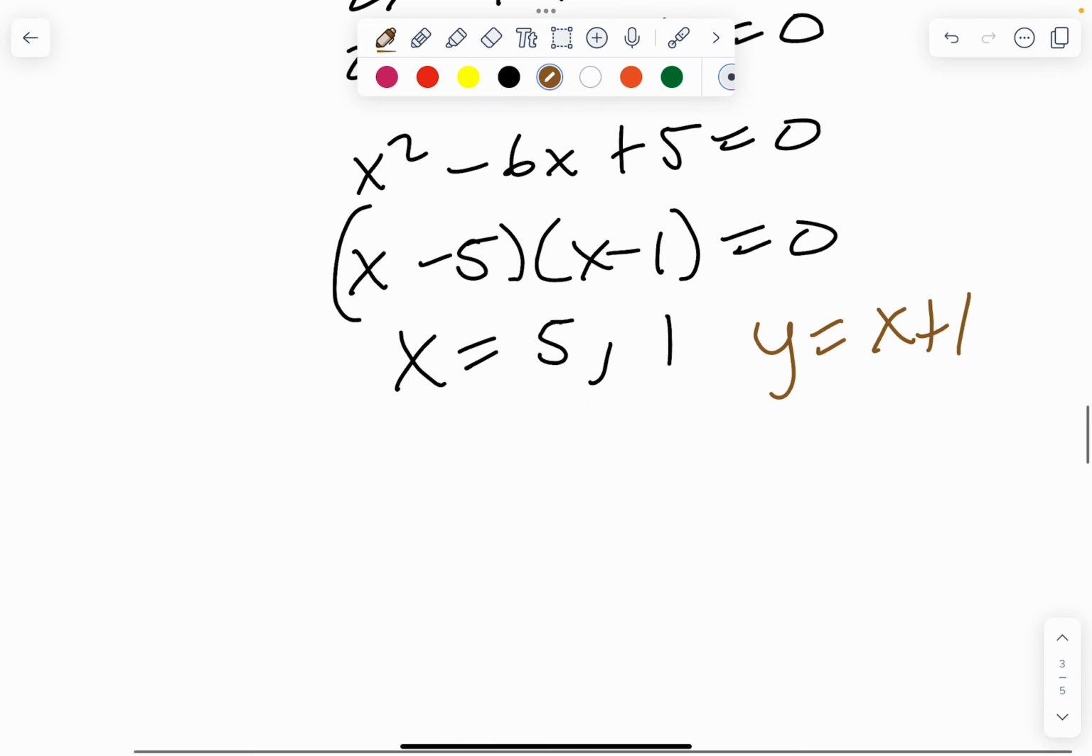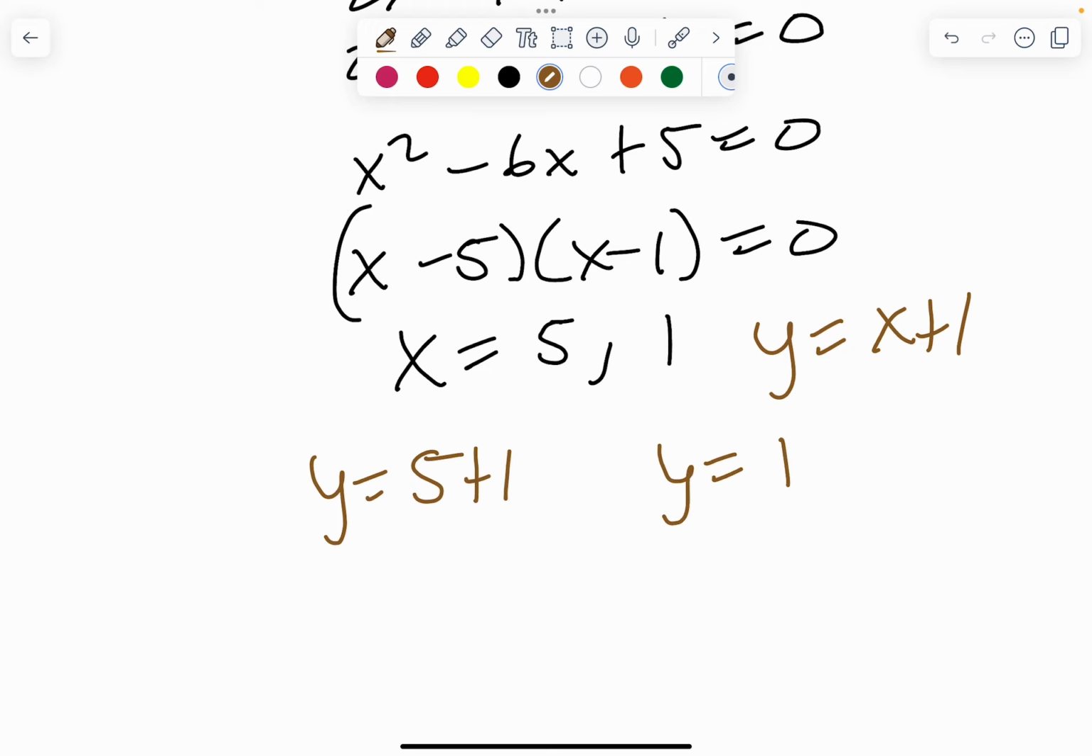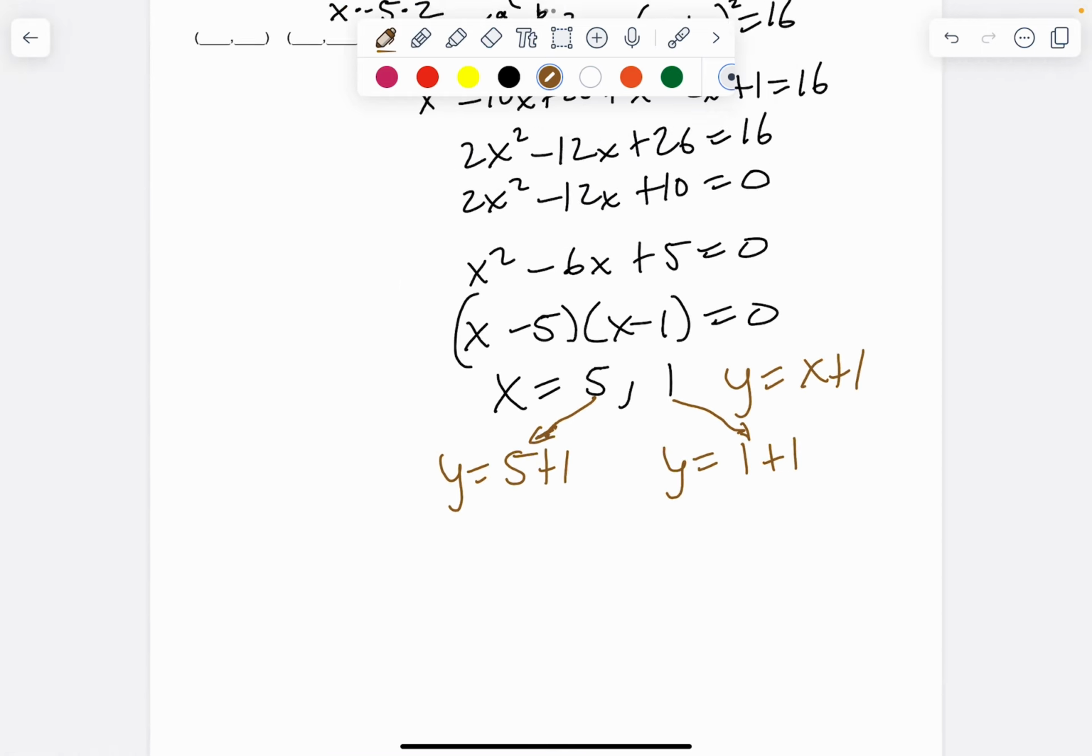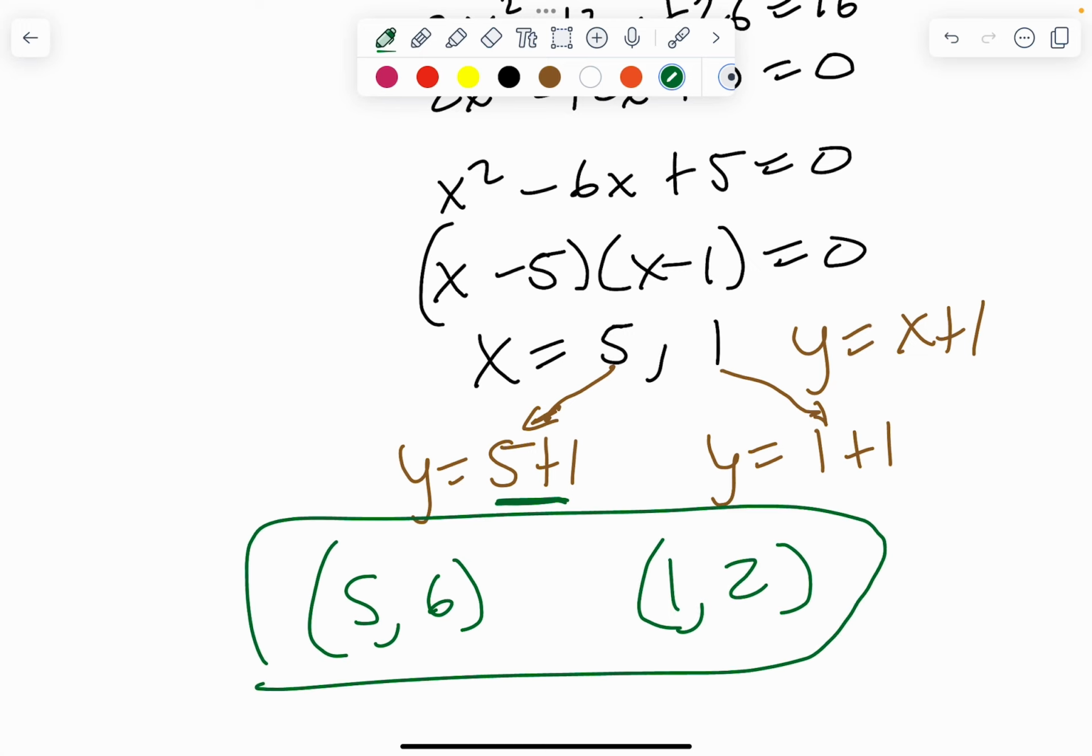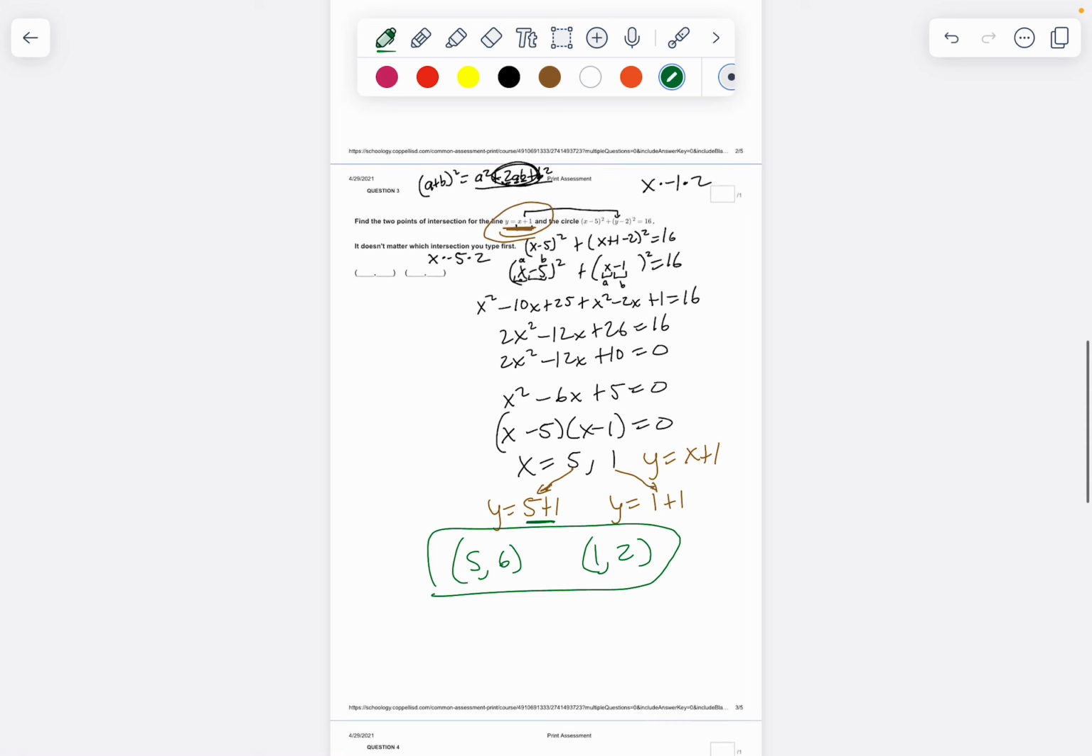So if I know x is 5, then y = 5 + 1, and y = 1 + 1, right? Plug in 5 for x, plug in 1 for x. So my final answer is x = 5 when y = 6. 5 plus 1 is 6. And x = 1 when y = 2. Those are the solutions: (5, 6) and (1, 2). So those are the steps.